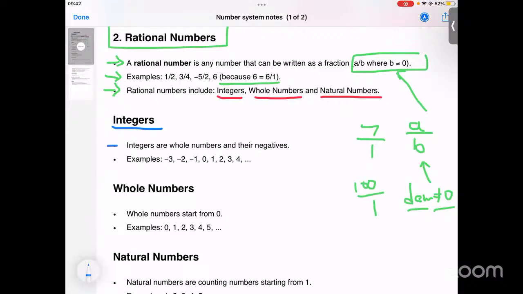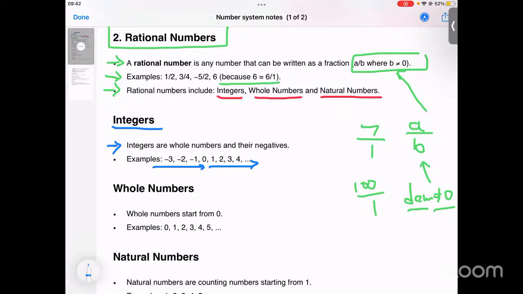An integer is a whole number and it's negative. So when you talk about integers, these are the whole numbers and their negatives. Meaning, starting from all the negative numbers, including 0, and continuing in the positive of those same numbers. It is very important that you are aware that when we talk about the integers, we start from the negative whole numbers and then continue until the positive whole numbers.